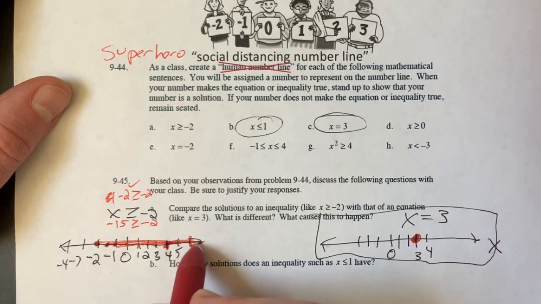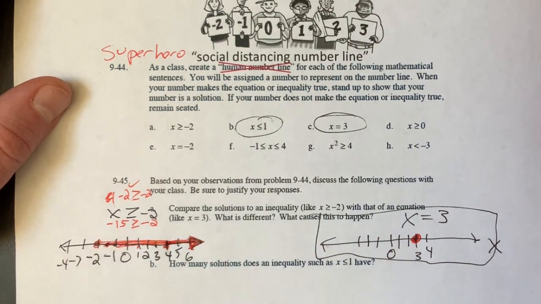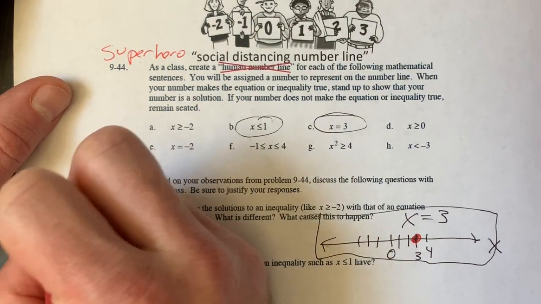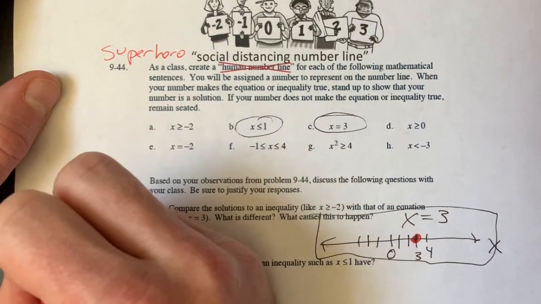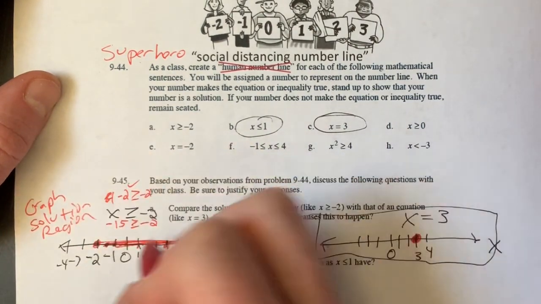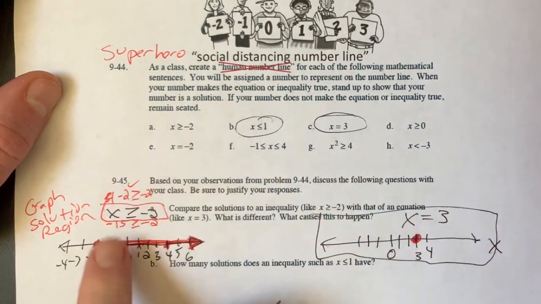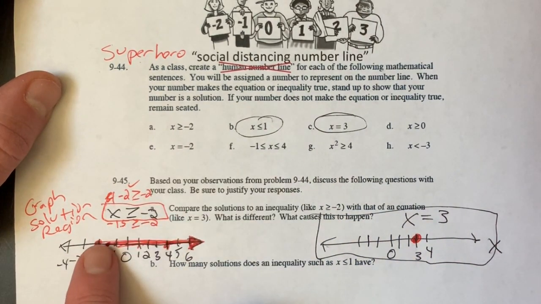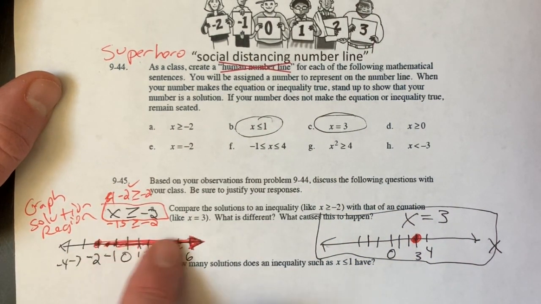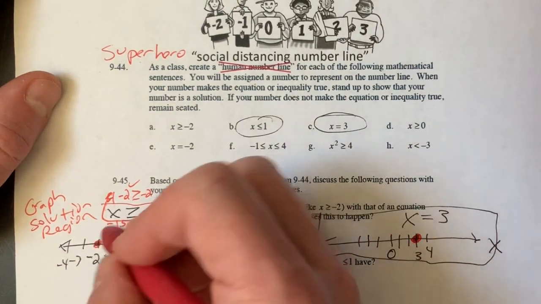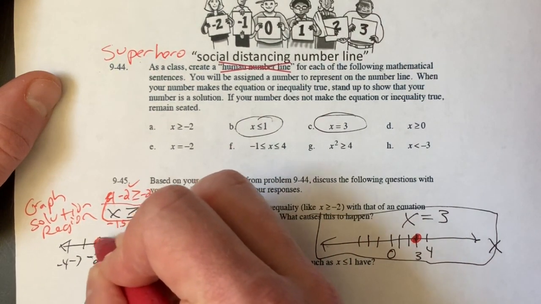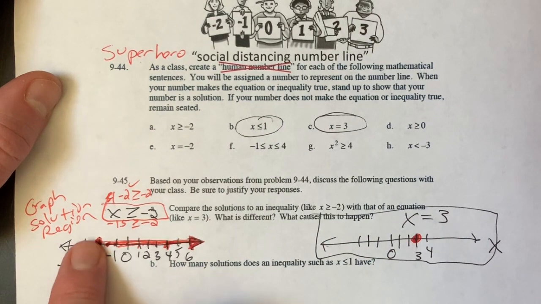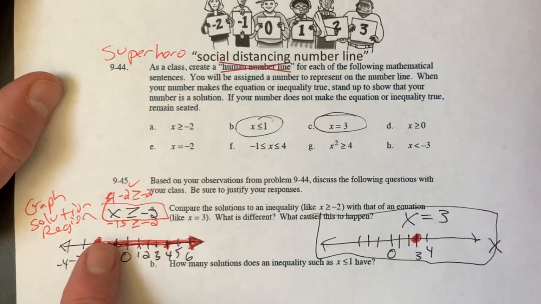You should shade in. If you're going to graph, this is called graphing the solution region. The solution region to this inequality, x is greater than or equal to negative 2, is that you're going to shade an infinite amount of numbers in one direction. This is called a ray in geometry, right? A ray. You're going to have an endpoint, and then it's going to go one direction or the other for something as simple as this.